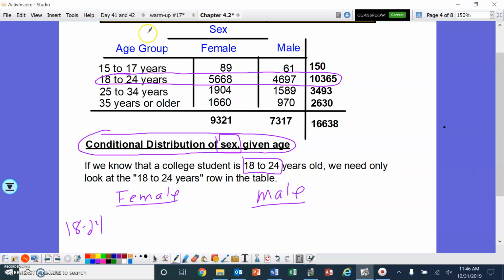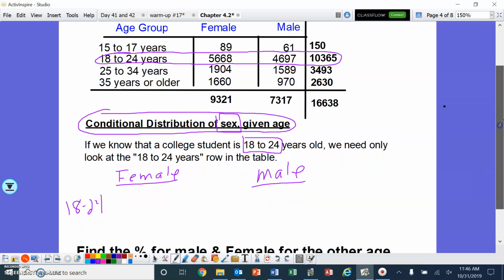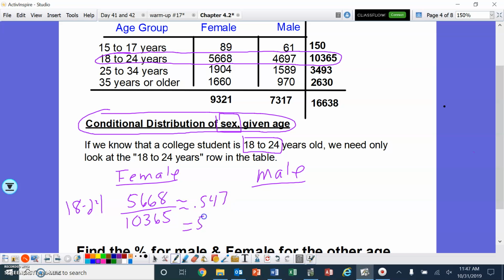This is going to be big when we get to the probability unit, okay? Because it's almost identical, but right now we're just finding percentages. All right, so we'll start with the female. So we've got 5,668 female, but we're only interested in that age group, so that's out of 10,365. That's approximately 0.547 or 54.7%.